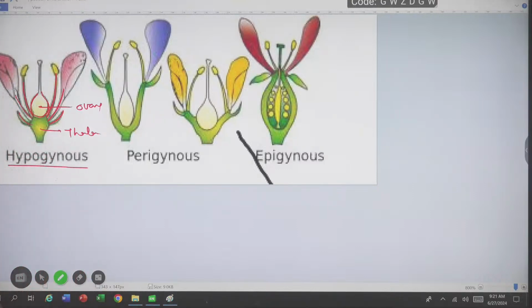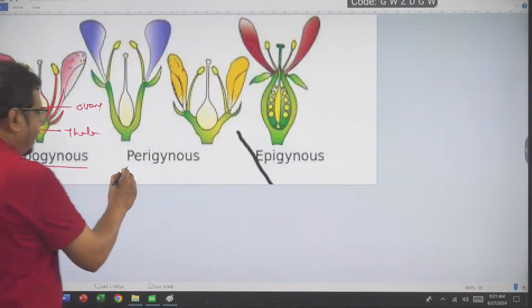That particular condition is called what basically? Hypogynous condition. So who is occupying the highest position? Ovary occupying the highest position, remaining other walls present below the ovary. Got the idea? Clarity came in the mind.